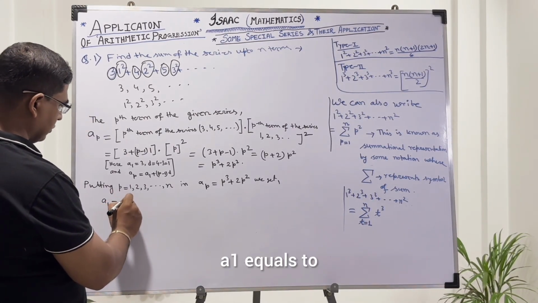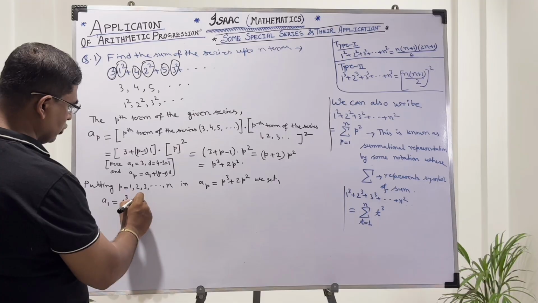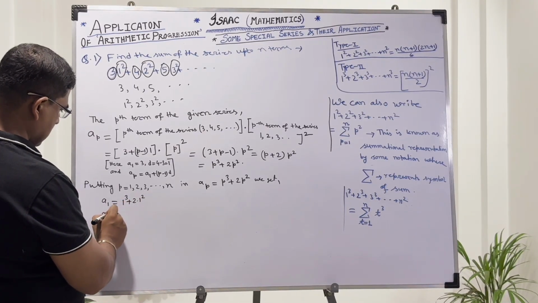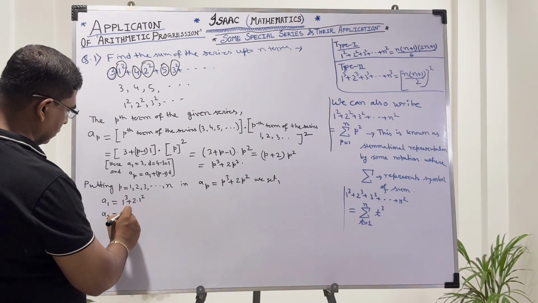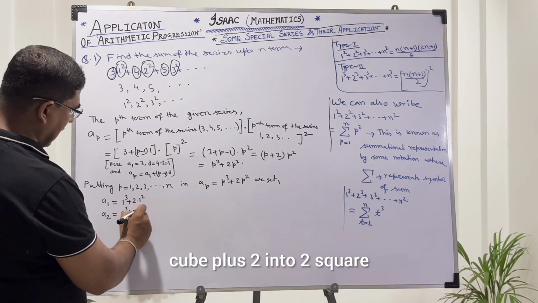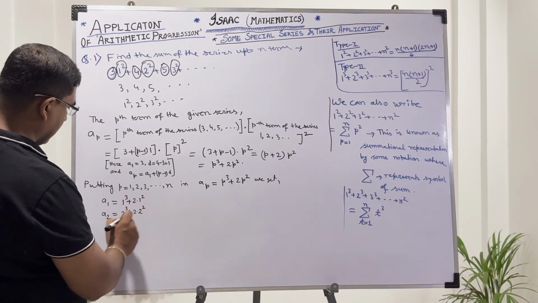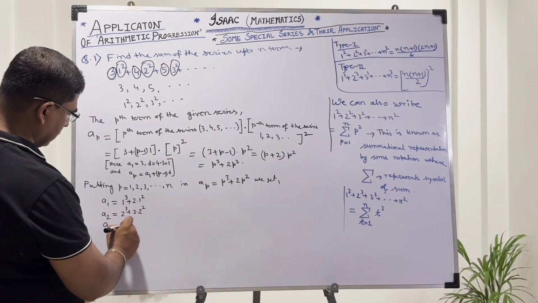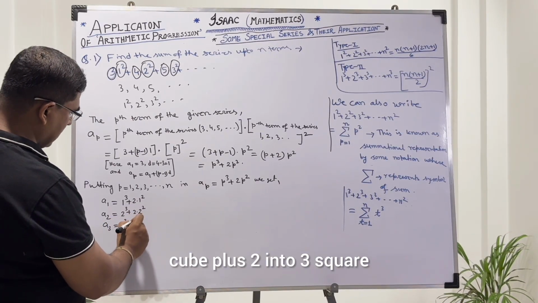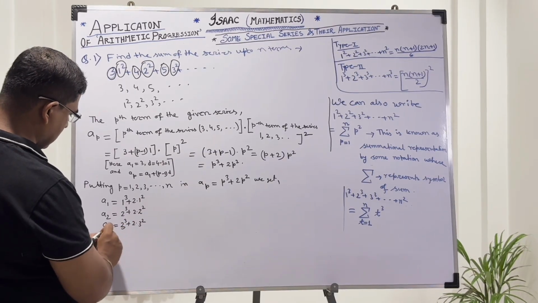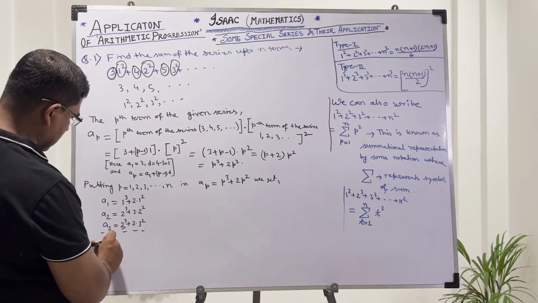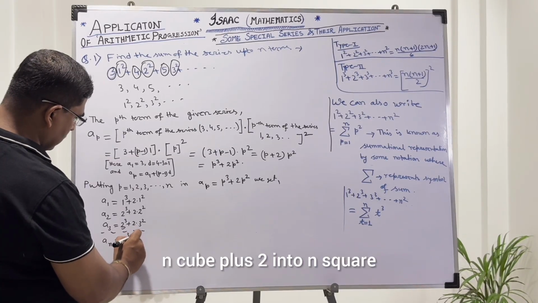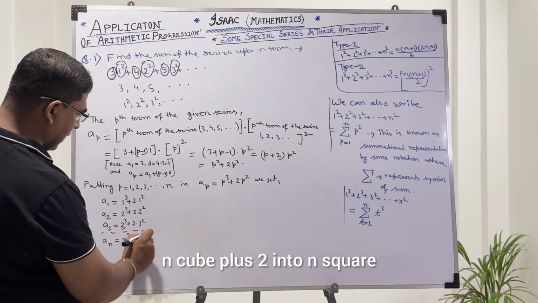A1 equals 1 cube plus 2 into 1 square. A2 equals 2 cube plus 2 into 2 square. A3 equals 3 cube plus 2 into 3 square. Continuing, A of n equals n cube plus 2 into n square.